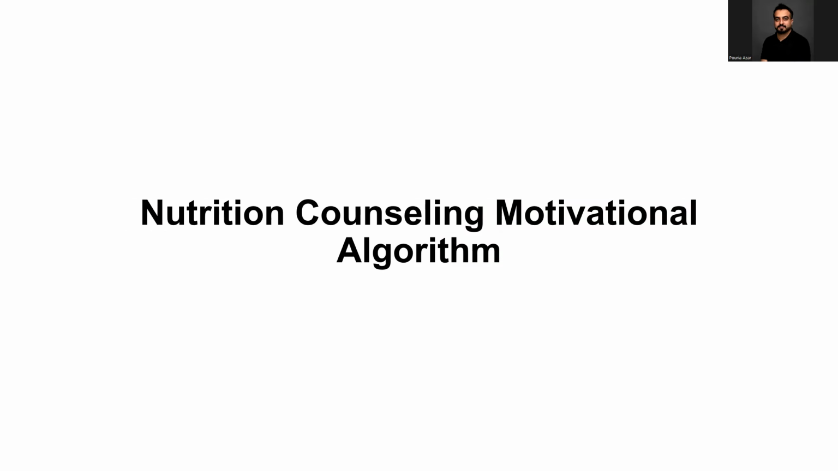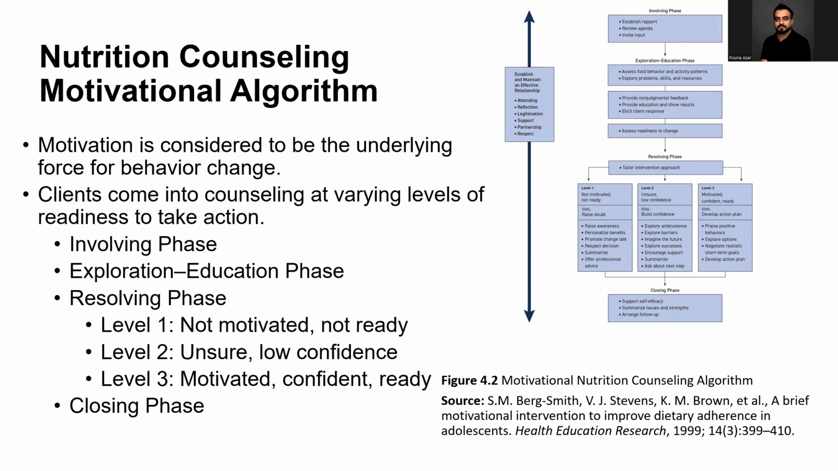Besides the nutrition counseling model, we have the nutrition counseling motivational algorithm. As we can see from the flowchart on the right side of this slide, it also contains several steps, several phases. So we have the involving phase, exploration, education phase, resolving phase, and closing phase. So we have four phases in this model.